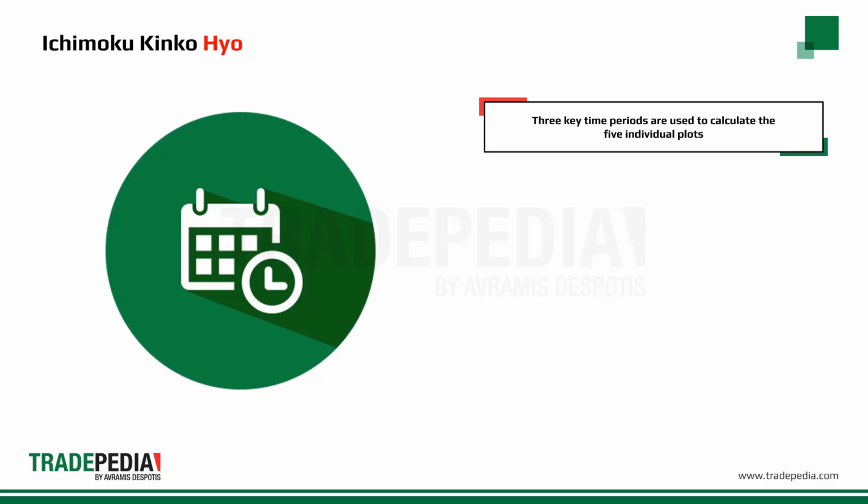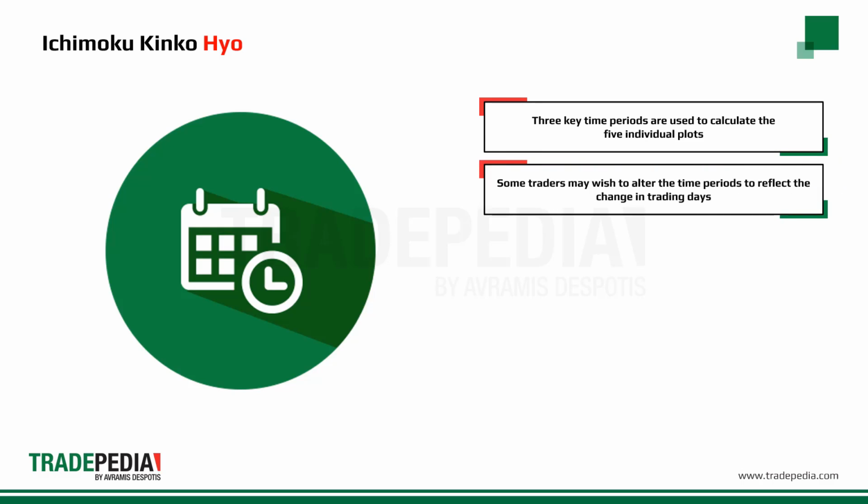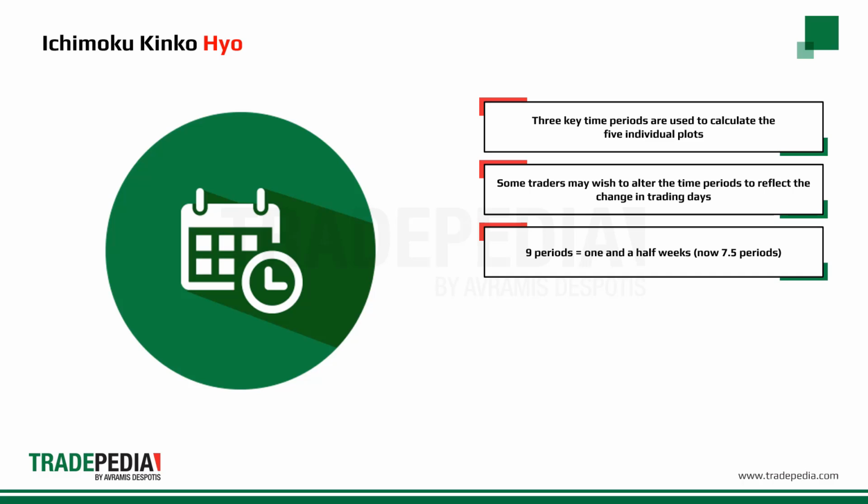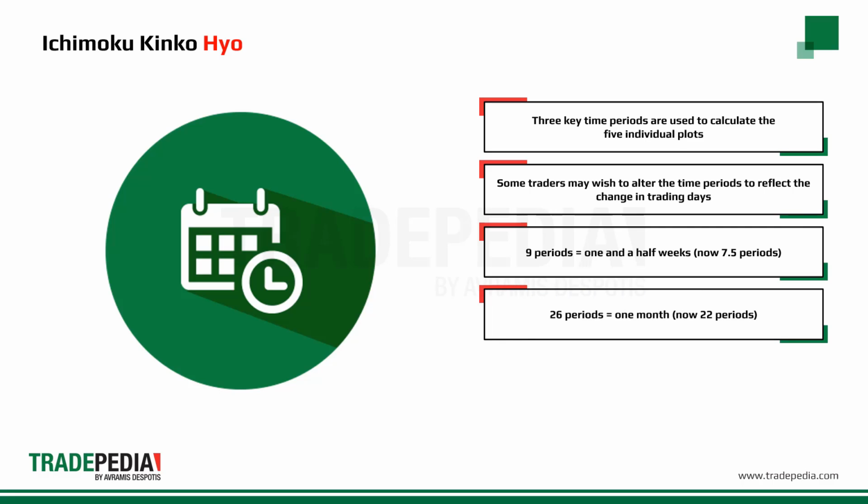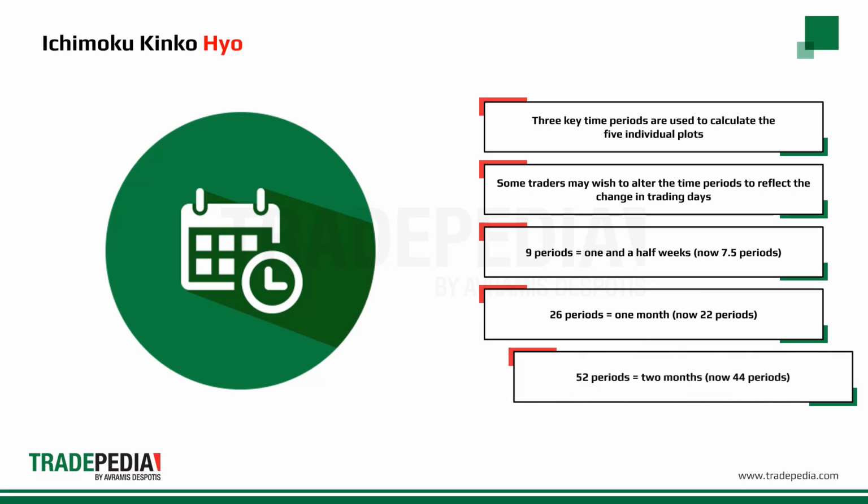These time periods are based on the trading conditions at the time the indicator was created, Japan, in the 1930s. At the time, a trading week was 6 days instead of the 5 days we are using today. Some traders may wish to alter the time periods to reflect this change in trading days. The default periods used are 9 periods representing 1.5 weeks, which could now be changed to 7.5 periods. 26 periods representing 1 month, which could be changed to 22 periods. And 52 periods representing 2 months and could be changed to 44 periods.